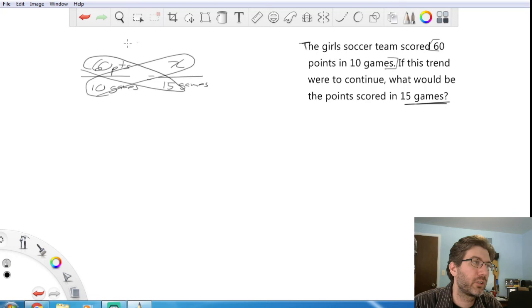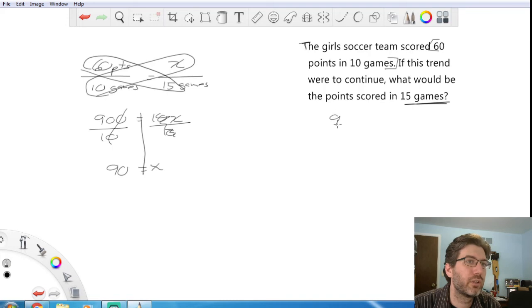It might be easier if you reduce this to 6 over 1 first and then did 6 times 15, which would give you 90. Then you wouldn't have to do the other part, but we'll do it the long way. 60 times 15 gives you 900, and that is equal to 10x, and then divide by 10. Divide by 10, knock the zeros off, you get 90 equals x, and that cancels. So this would be 90 points.